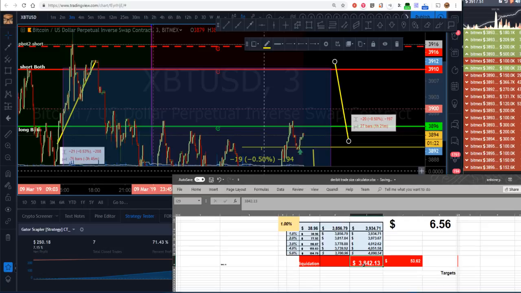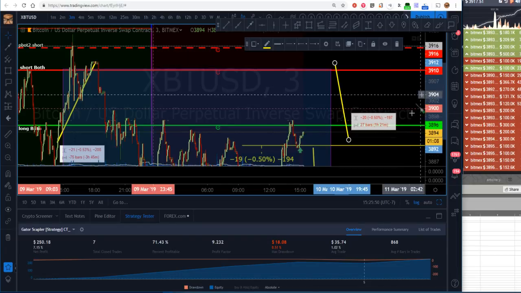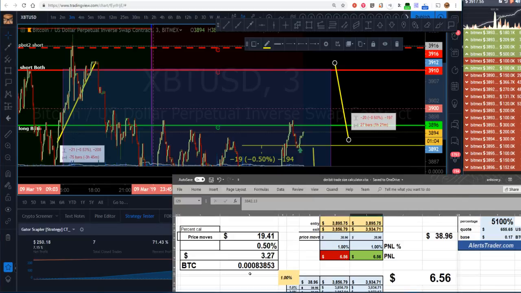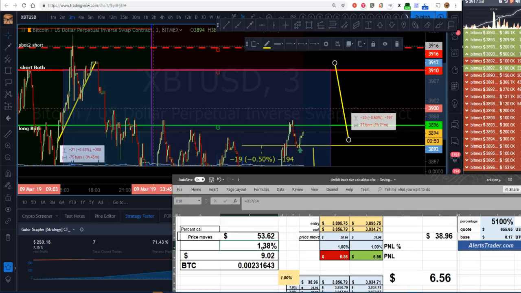All right, that 38 is a $53 away thing. Okay, so it's $53 away from us. In percentage terms, what is that? Go back to the calculator, go back up to our percentage. 53.62. That's 1.38% away from us. Remember that percent, 1.38%.